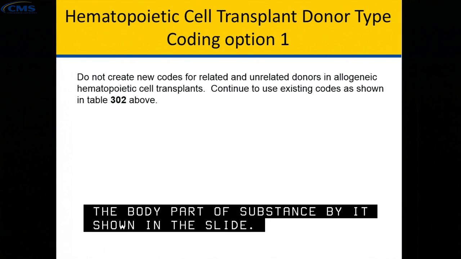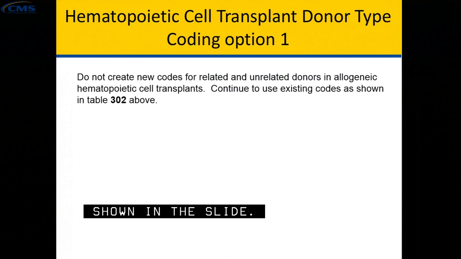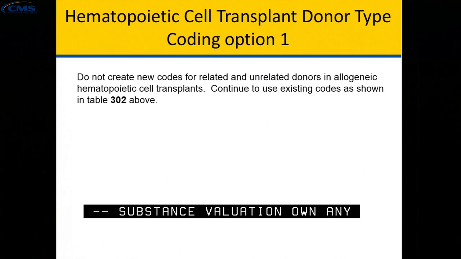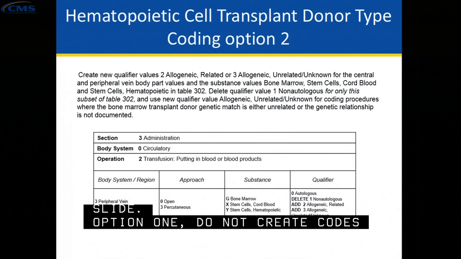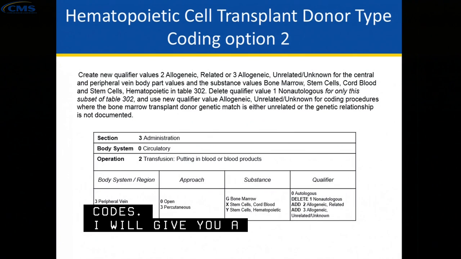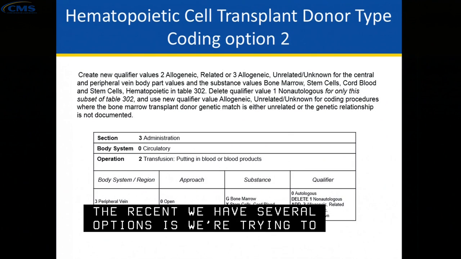Option one would be not to create any codes for the donor type and just continue using the existing codes. And I'm going to give you a little hint. Part of the reason we'll have several options is we're trying to figure out what to do when the documentation doesn't show the donor type, so you'll see a theme.